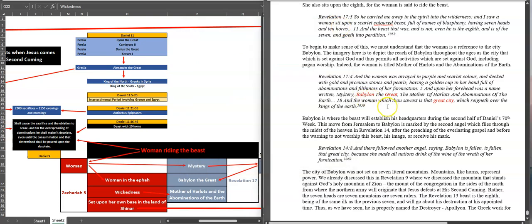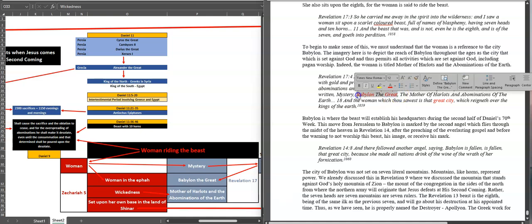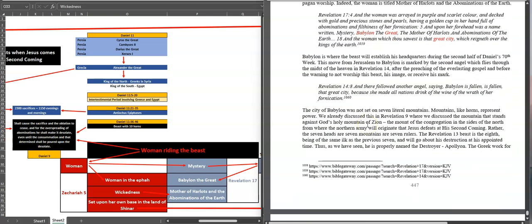The woman which thou sawest is that great city which reigneth over the kings of the earth. Yes, Babylon the Great. Babylon is where the beast will establish his headquarters during the second half of Daniel's 70th week. This move from Jerusalem to Babylon is marked by the second angel which flies through the midst of the heaven in Revelation 14, after the preaching of the everlasting gospel, and before the warning to not worship this beast, his image, or receive his mark.